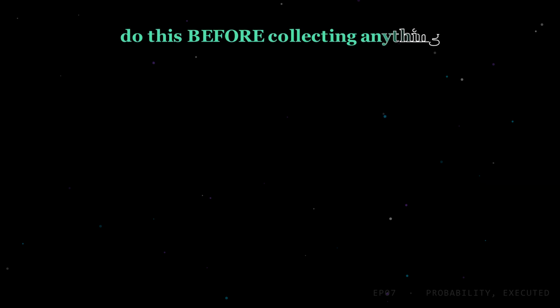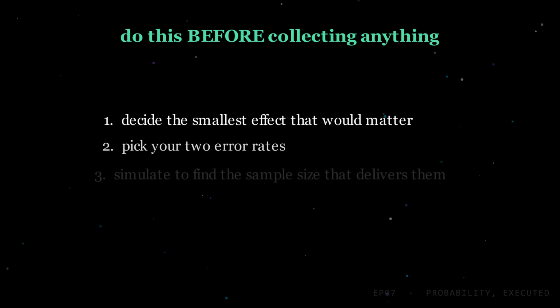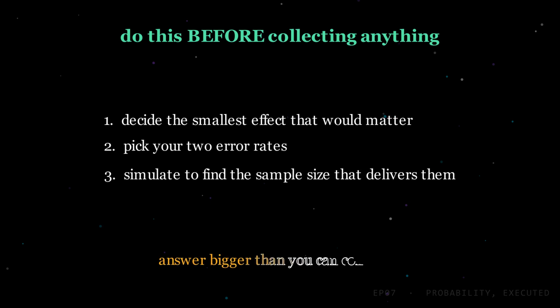So do this before you collect anything. Decide the smallest effect that would actually matter to you. Pick your 2 error rates, then simulate to find a sample size that delivers them. 10 lines of code, 5 minutes. If the answer comes back as more data than you can possibly gather, you've just learned something enormously valuable for free, which is that this experiment cannot answer your question before you spend 3 months on it.